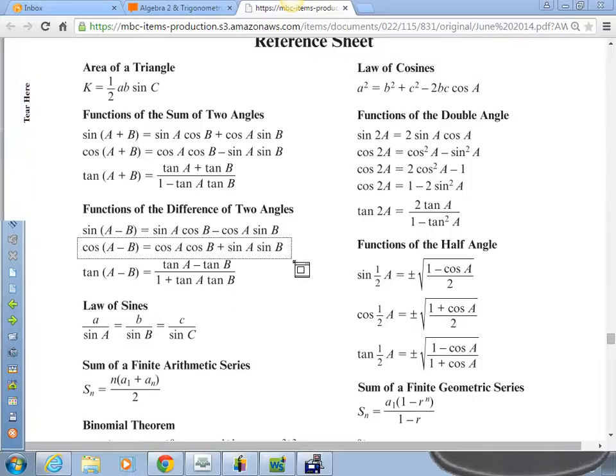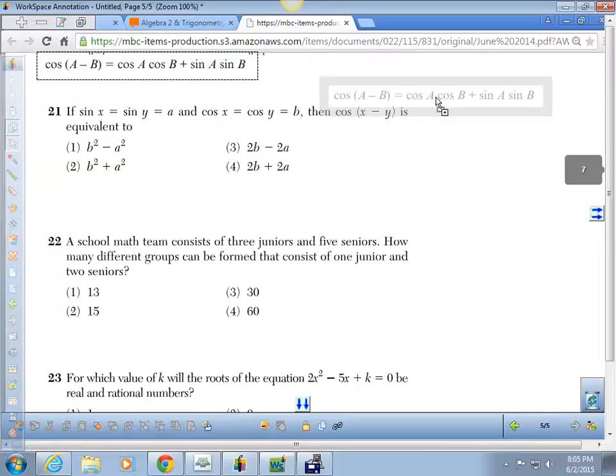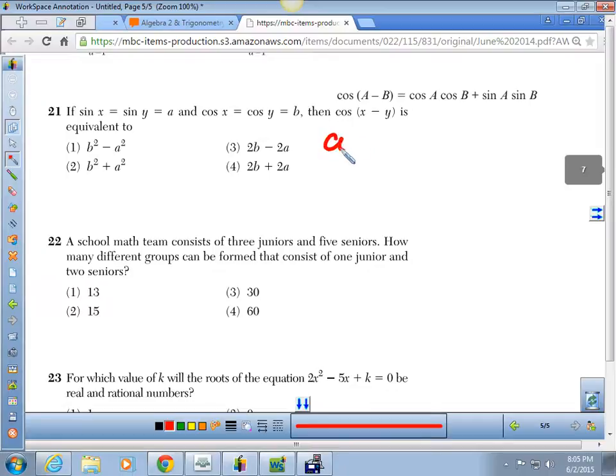So again, we don't have A minus B, we've got X minus Y. So we're just going to replace all of our A's with X's and all of our B's with Y's. So the cosine of X minus Y, as they've told us here, is equal to what?